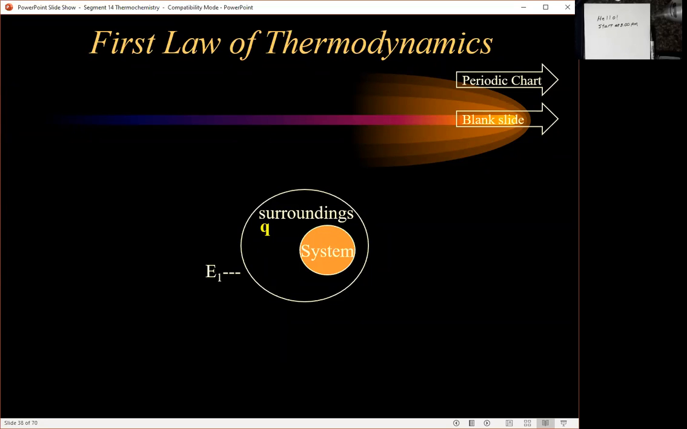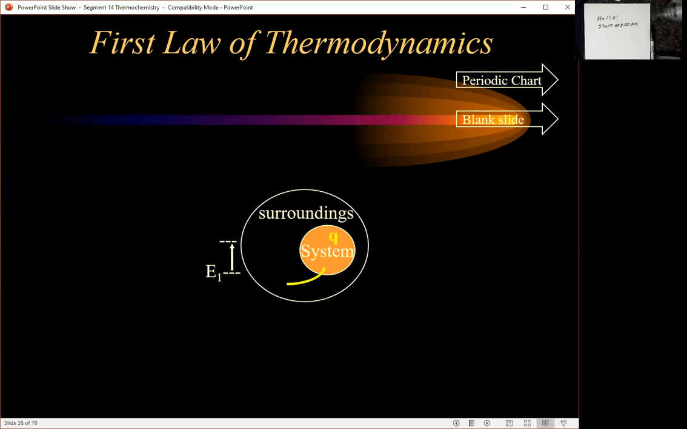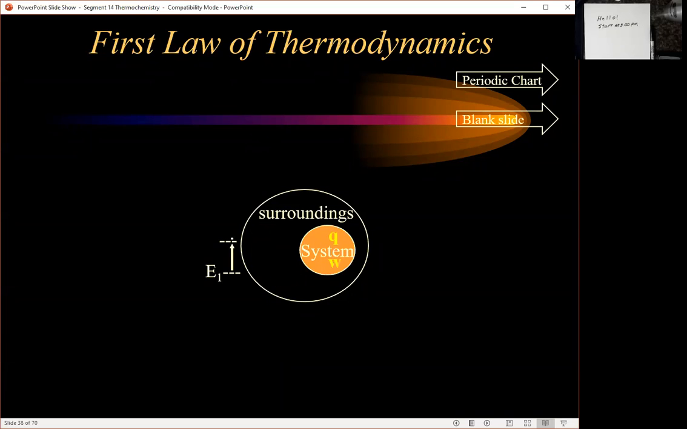So when I put heat into a system, its internal energy will go up a little bit. And when I do some work on the system, its internal energy will also go up. This represents the change in internal energy from the initial state to the final state. It will have increased by exactly the amount of heat and work that we put into the system.